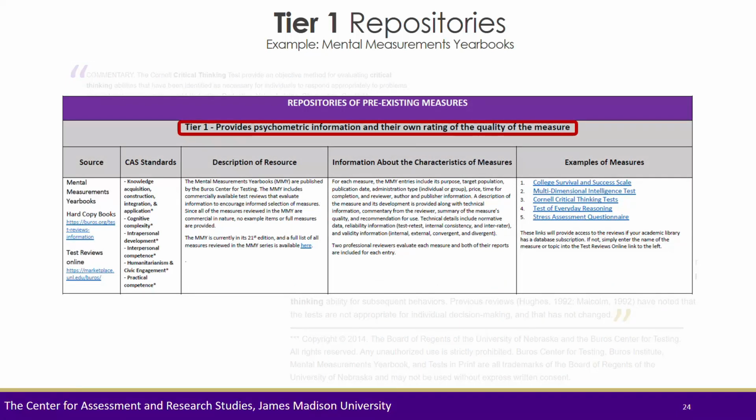One thing to highlight about the Bureau's mental measurements yearbooks is that you can use the searchable repository when you are browsing for measures in general, like what we just did. But what if you know of a specific measure, for example, the Watson-Glaser Critical Thinking Appraisal Test, and would like to see if it has been reviewed by experts in the mental measurements yearbooks? In that case, you can use the link embedded under the description to quickly locate the measure.